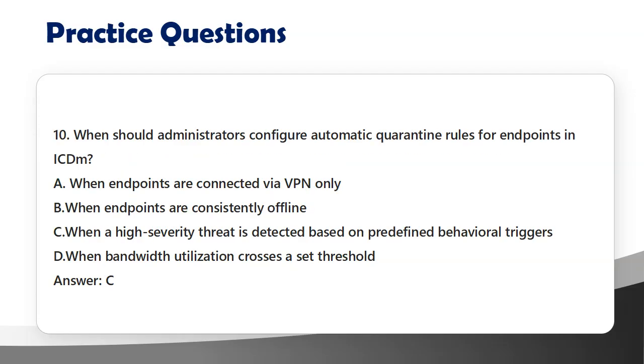10. When should administrators configure automatic quarantine rules for endpoints in ICDM? A. When endpoints are connected via VPN only. B. When endpoints are consistently offline. C. When a high-severity threat is detected based on predefined behavioral triggers. D. When bandwidth utilization crosses a set threshold. Answer: C.